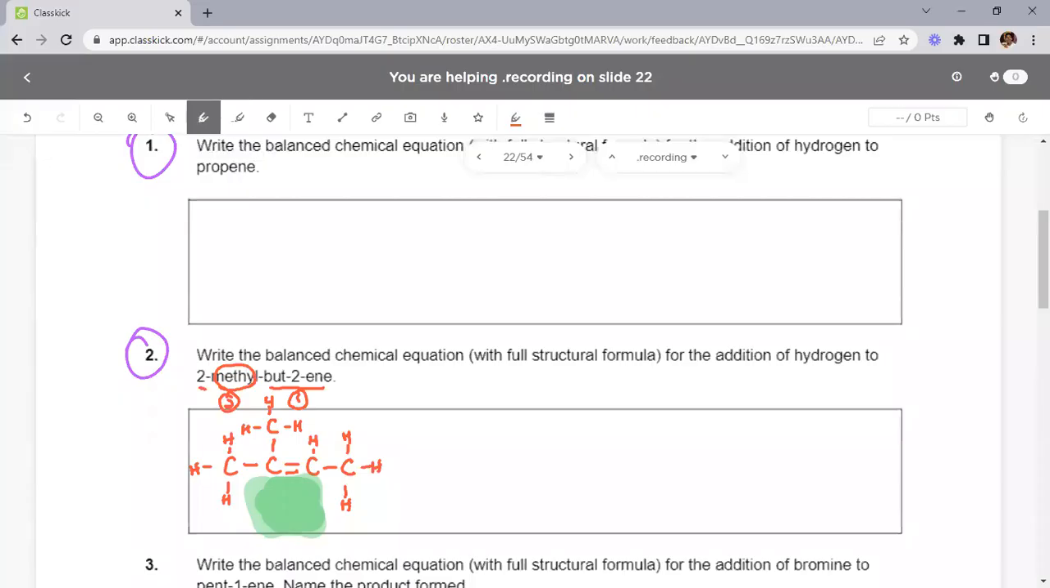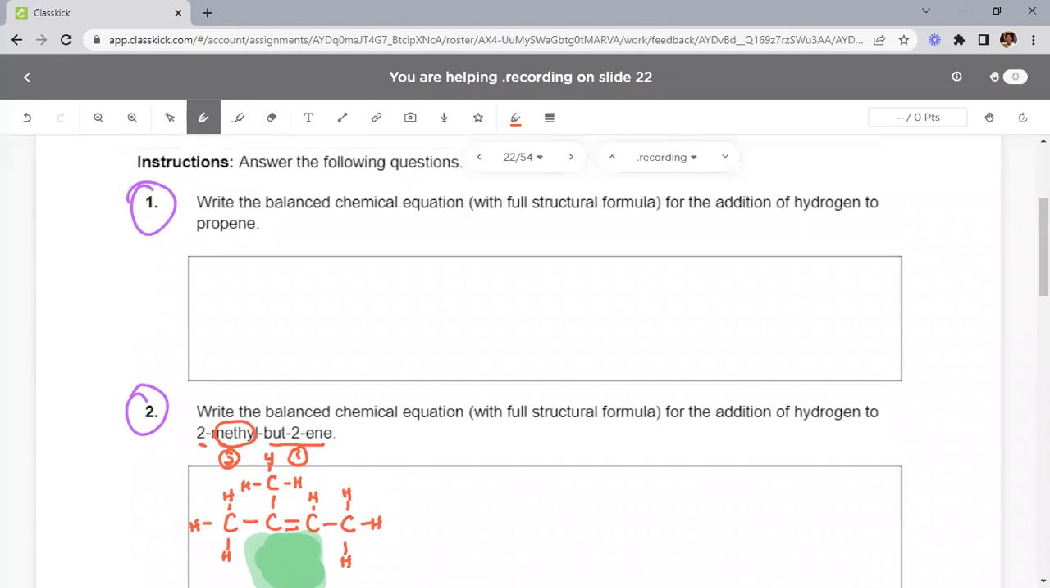Okay, so for the first one, propene, addition of hydrogen. So I'm going to draw my propene here. So it's a 3-carbon chain. Propene, so I need a C double bond C. Then after that, I'll just complete to make sure all my carbon has 4 bonds. So how do I ensure all my carbons have 4 bonds? I'll let it bond to H, hydrogen.